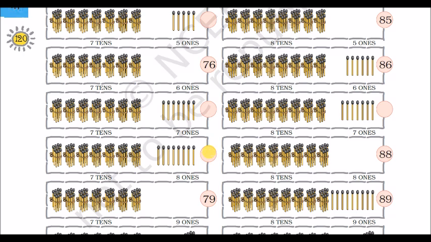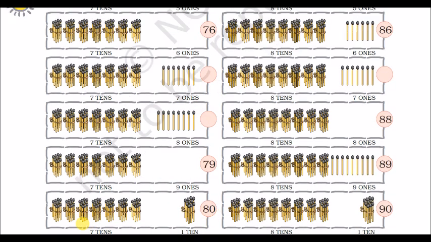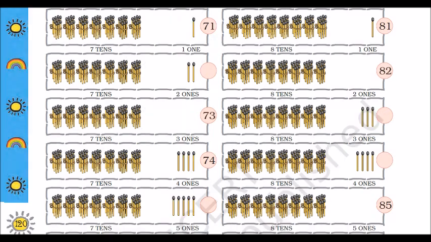7 and 8, 78. 7 tens and 9 ones. 7 and 9, 79. 7 tens and 1 ten, 70 plus 10, 80. 8 and 0. 8 tens and 1, 81. 8 tens and 2, 82. 8 tens and 3 ones, 8 and 3, 83.